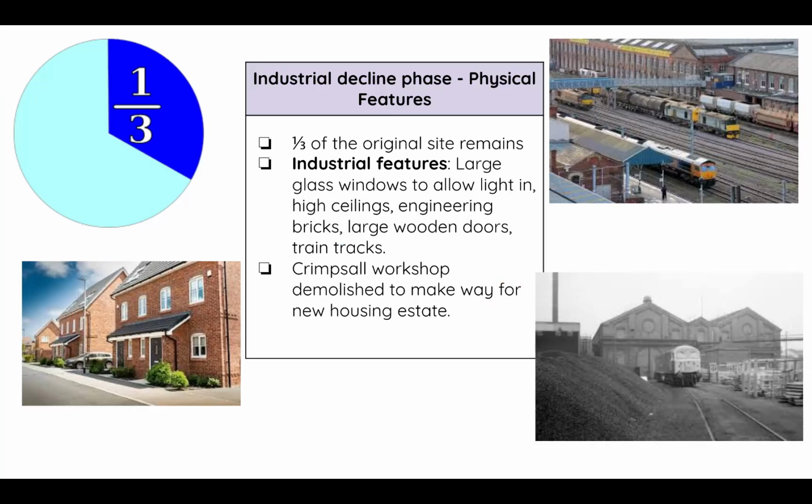Evidence for this time period. So the evidence, this is shown by the fact that 2/3 of the site were demolished, including the famous Crimpsall workshop, meaning only 1/3 of the site remains. There's a new housing estate in Hexthorpe being built on the site, and modern workshops were added over time, and these look very different in appearance from the original buildings. And this was to support the manufacturing of electrical trains, showing that technology also had an impact on why our site changed.